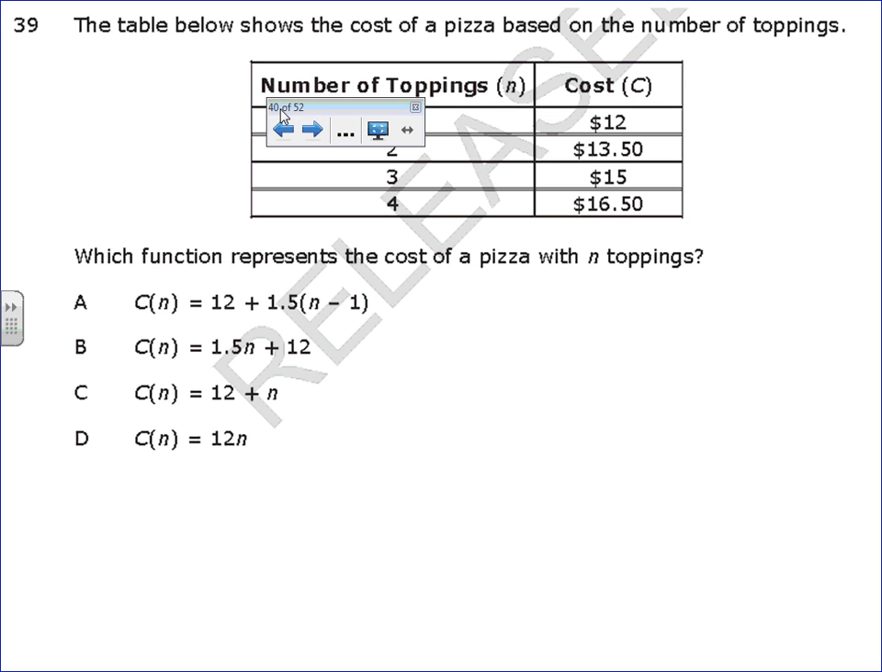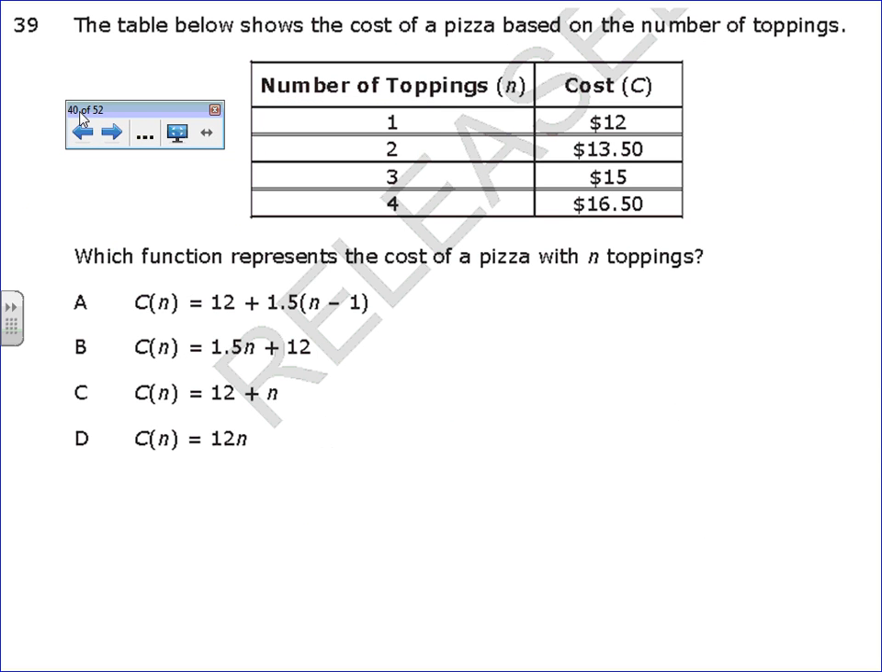Okay, for 39, the table below shows the cost of pizza based on the number of toppings. Which function represents the cost of pizza with n toppings? Okay. Well, the first thing I'm noticing is that how much does it cost per topping? $1.50. Every time I go up on this side, bottom one, I add $1.50.